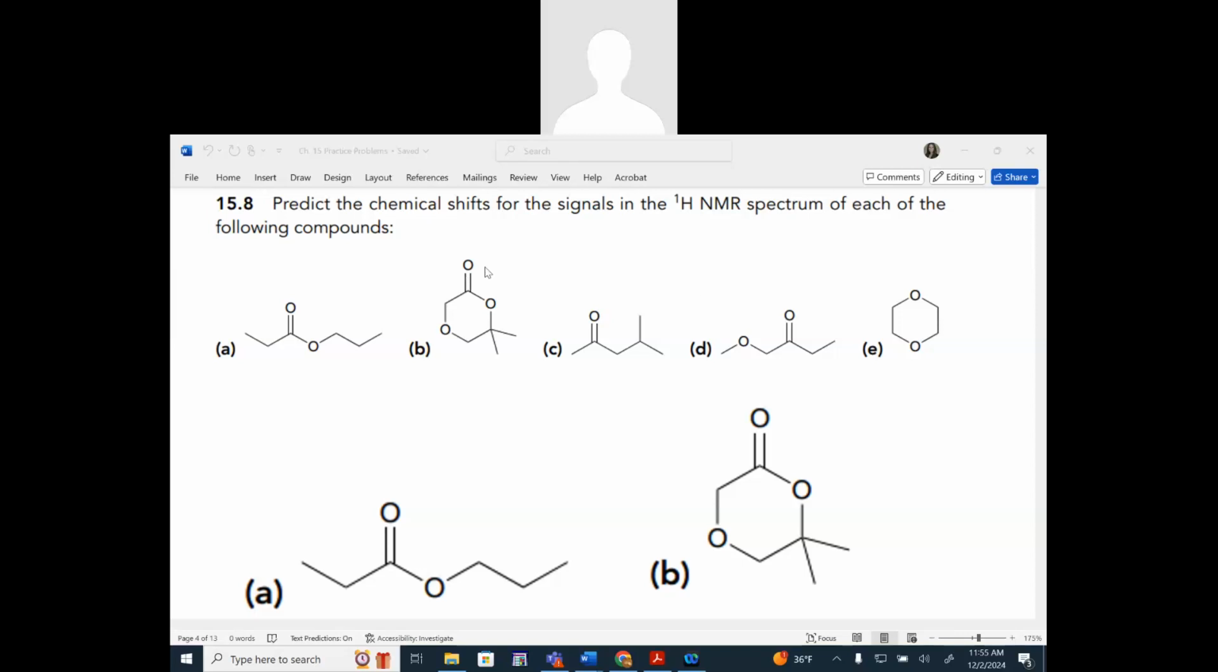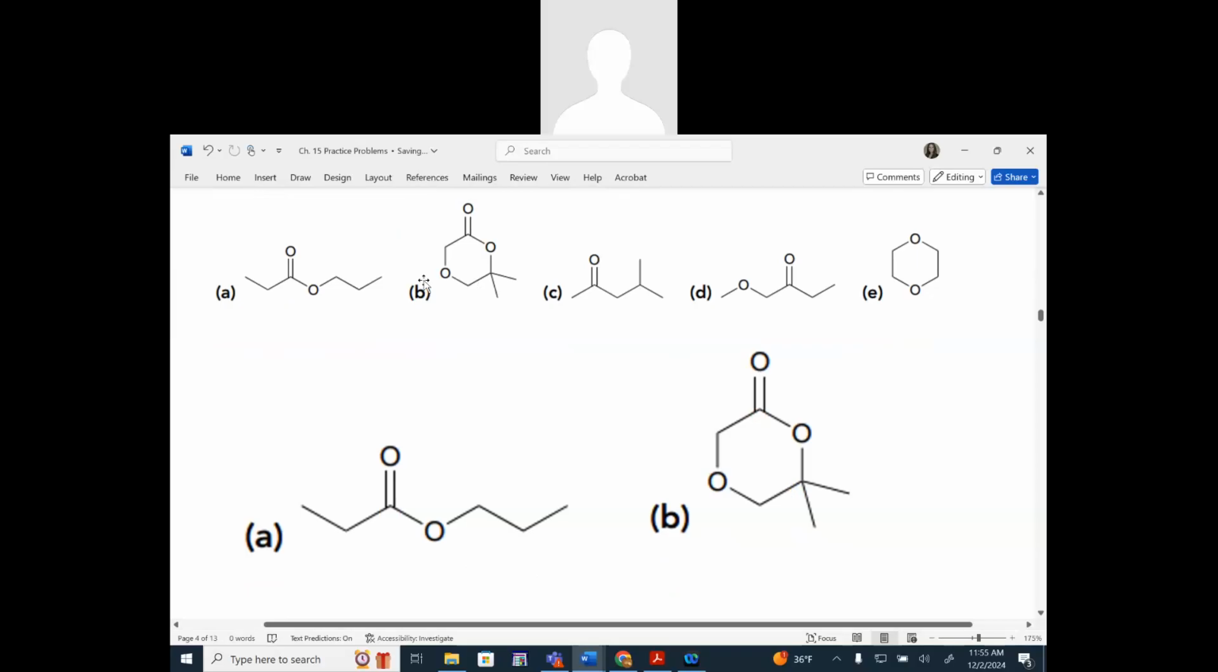For problem 8 from chapter 15, we are asked to predict the chemical shifts for each of the signals that we expect to find in these compounds shown below. So I've blown up the structures for compounds A and B, and we can work through these together. And then you can follow a similar technique for compounds C through E. So let's take a look at compound A here.